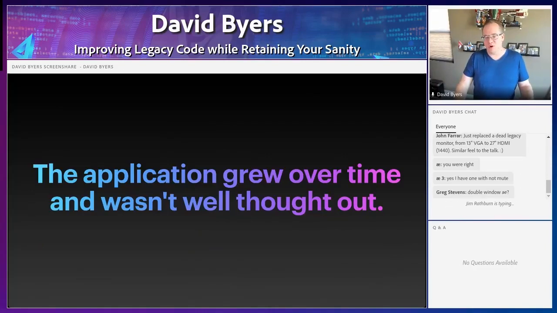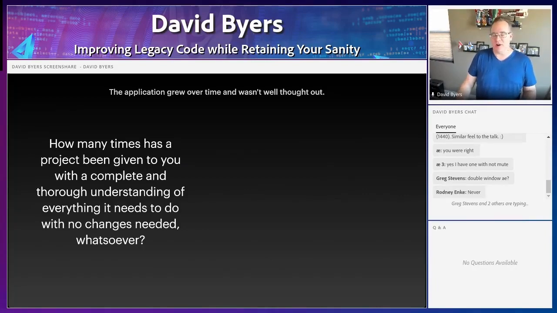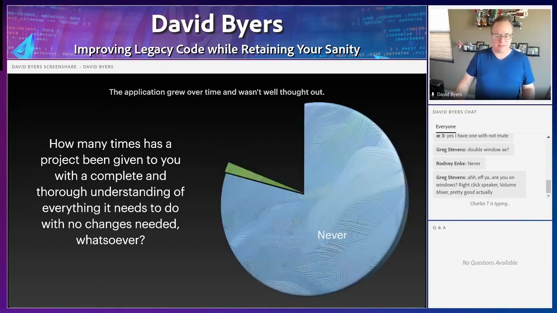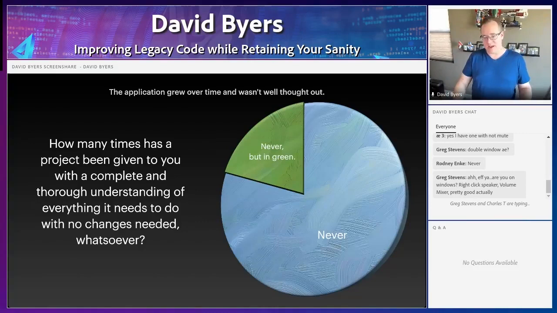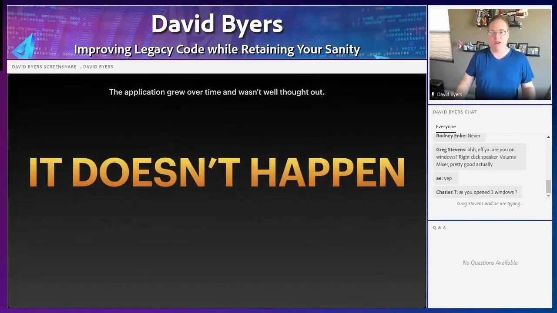This represented more than a third of the responses that we got. I asked the same group of developers, how many times has a project been given to you with a complete and thorough understanding of everything that it needs to do? No changes needed whatsoever. You're not going to be surprised by the results. Most people responded never. The rest, they also responded never, but I wanted to have more than one color in my stupid little pie chart here.